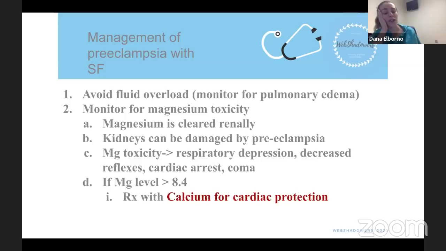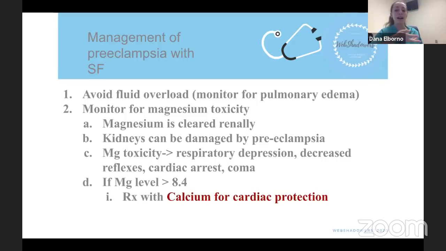One of the other cardinal management points for preeclampsia with severe features is you really want to avoid fluid overload for these patients. So one of the things that you'll notice with the kidney damage that can occur with preeclampsia with severe features is that the mom is making a lot less urine. And usually we look at urine as a sign of hydration and fluid status.